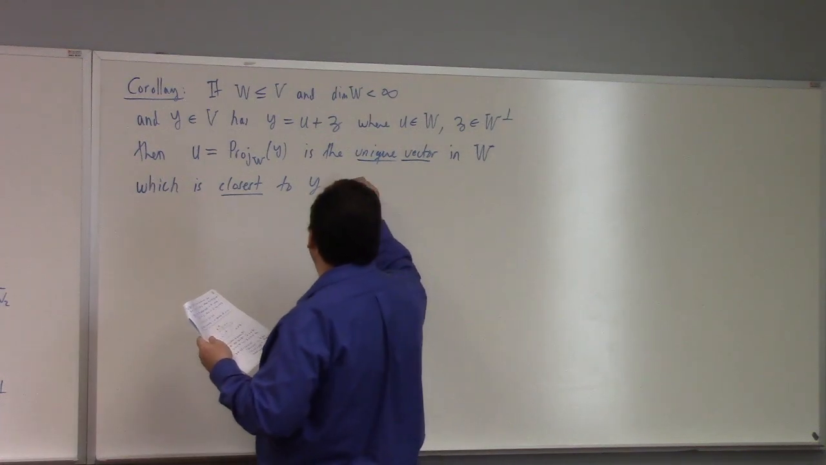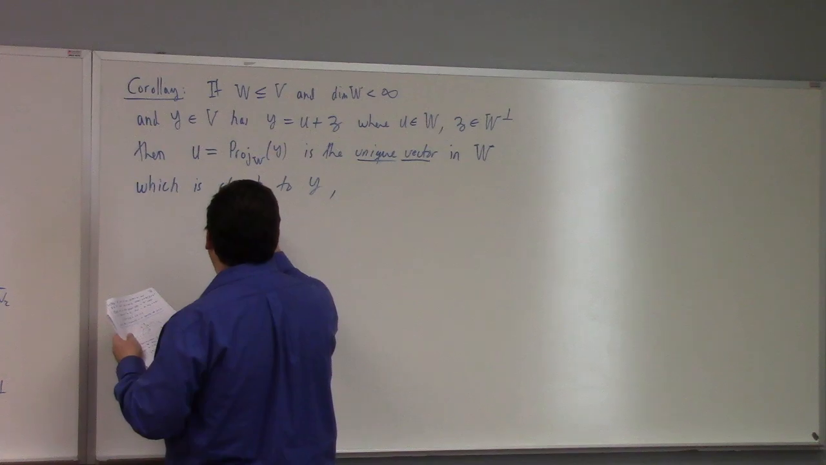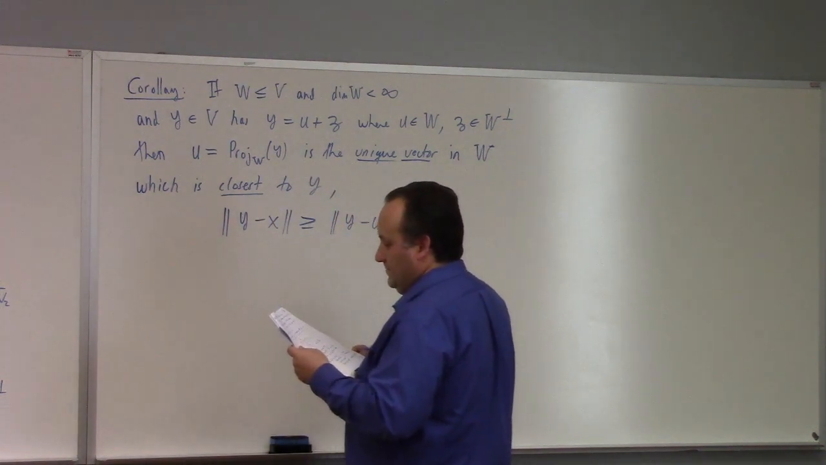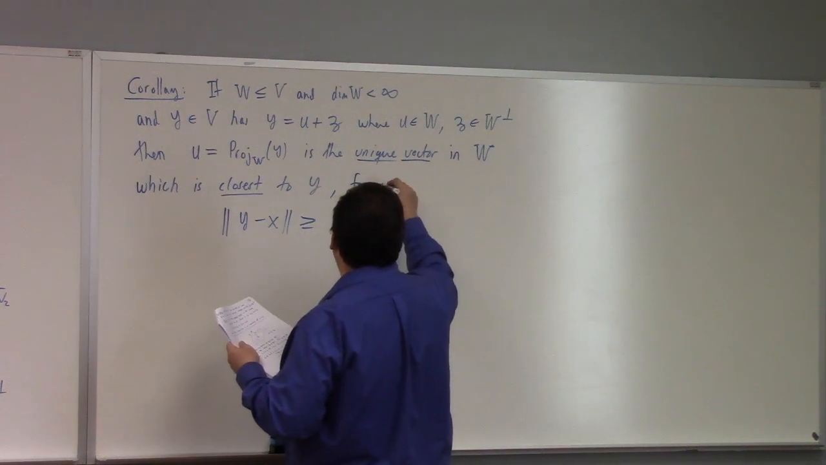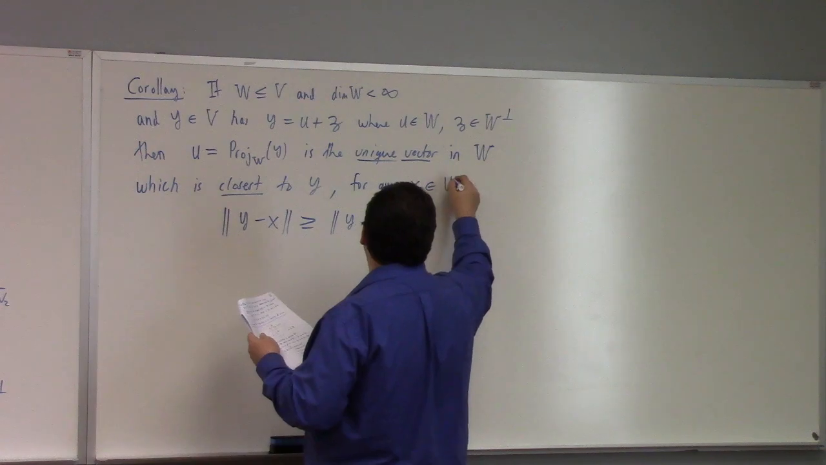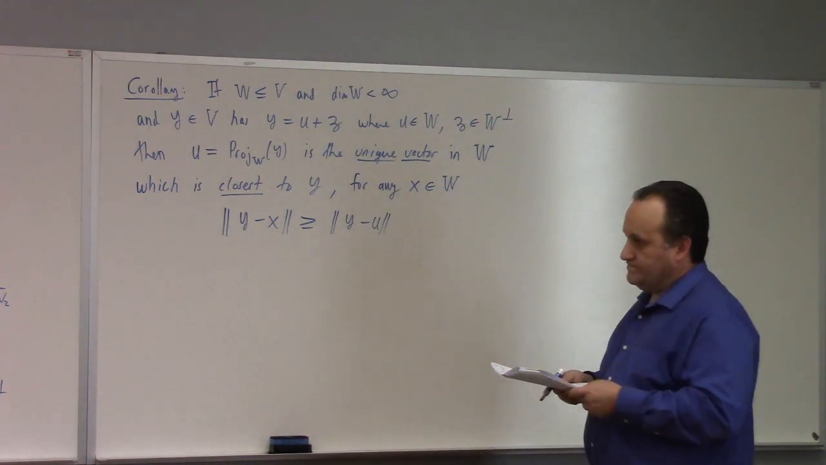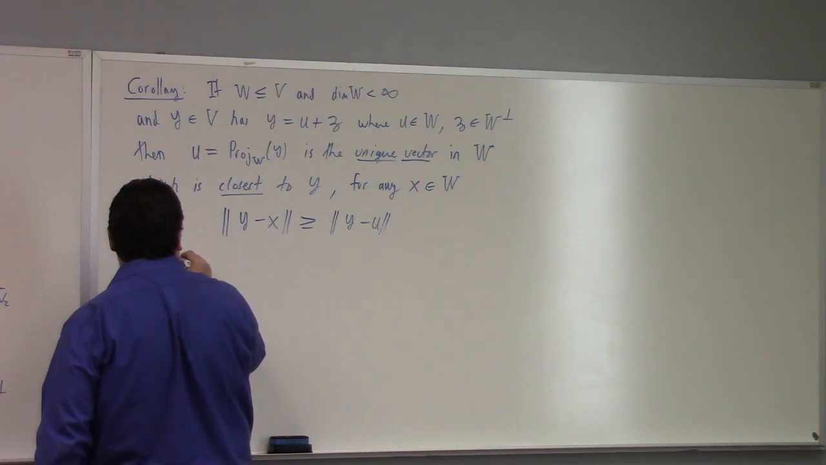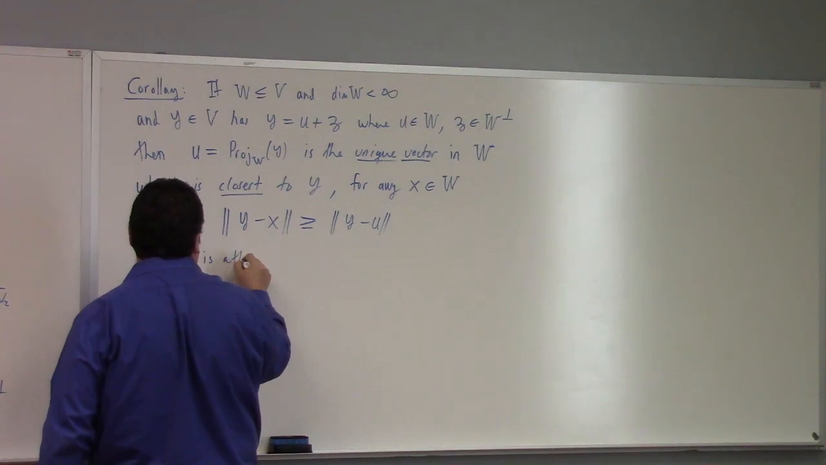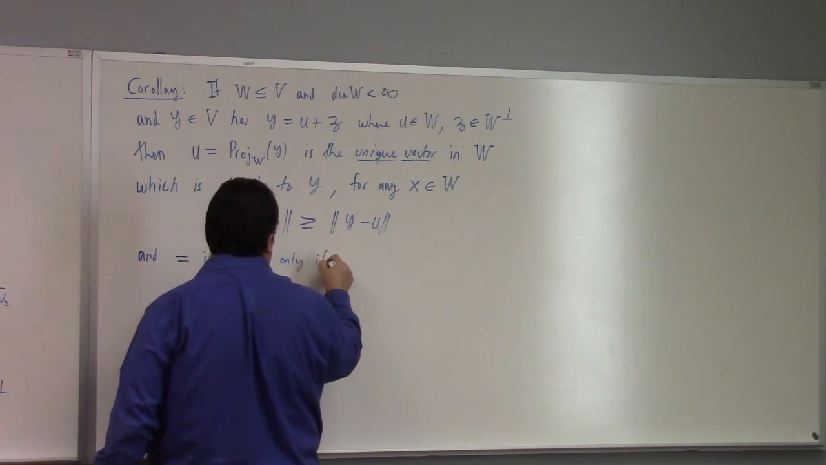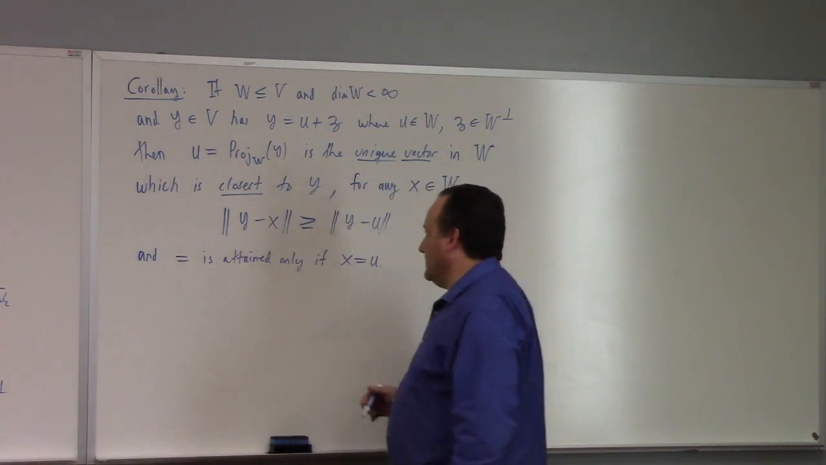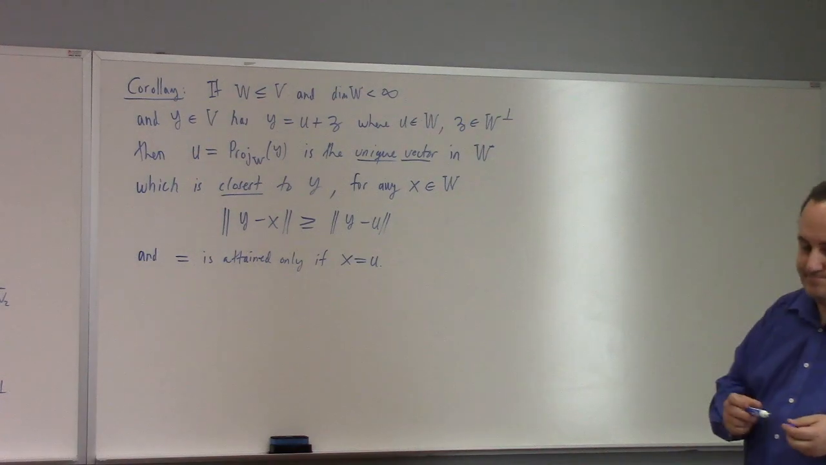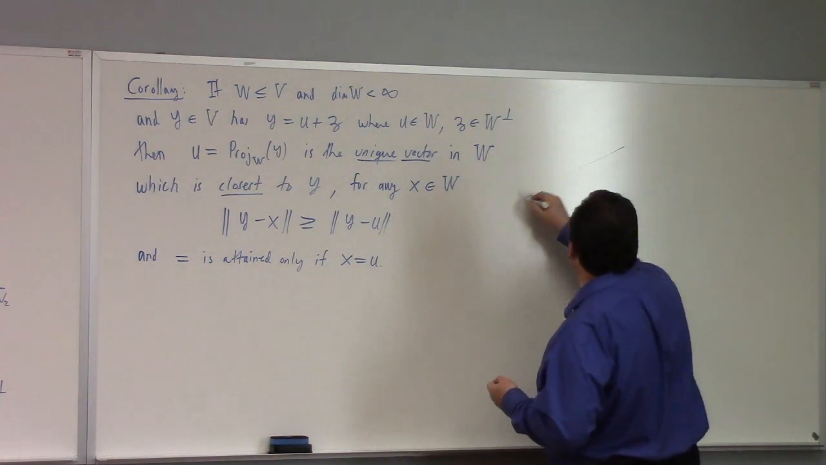In the sense, the norm of Y minus X is greater than or equal to the norm of Y minus U. This is for any X in W. And equality is attained only if X is equal to U. All right. It's the only vector that has that length. A picture of this, sort of abstractly, is as follows.